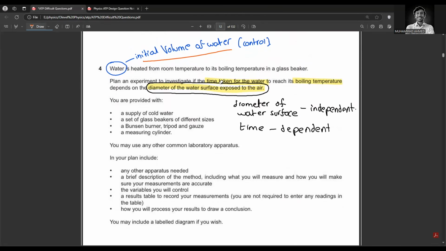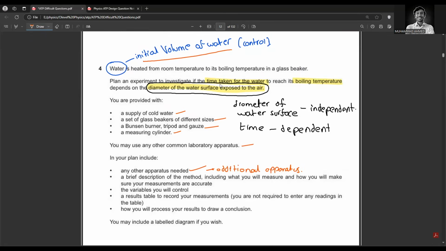You are provided with a supply of cold water, a set of glass beakers with different sizes, a Bunsen burner, tripod, and a gauze, a measuring cylinder. Perfect. You may use any other common laboratory apparatus in your plan. Include any other apparatus that you need. Okay, so you have to tell any other additional apparatus that you need.